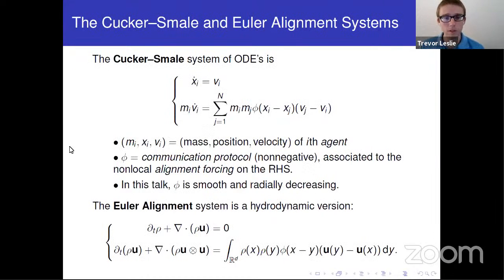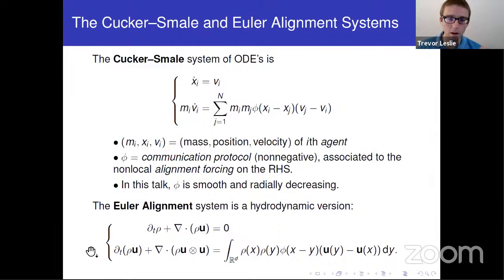All right, so let me first tell you what the equations are that we're dealing with. I've written down here the Cucker-Smale system of ODEs, which describe the motion of n agents with masses, positions, and velocities, m_i, x_i, and v_i respectively, subject to a communication protocol phi. Each term on the right-hand side of the momentum equation tries to bring the velocity of agent i a little bit closer to that of agent j, and how hard it tries to do this depends on both the mass of agent j and on how much communication there is between agent i and j, and that's encoded in this communication protocol.